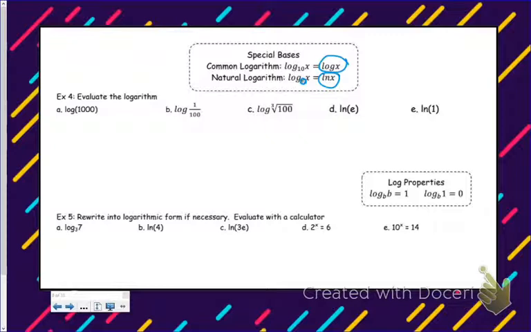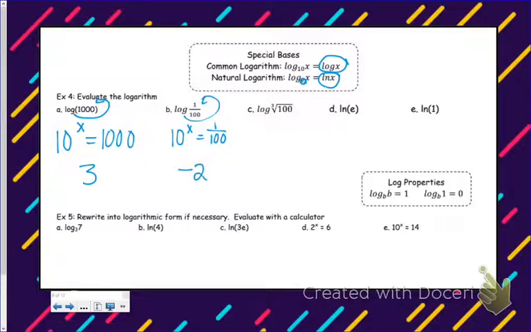All right, so we're going to evaluate some of these again. So log of 1,000, that's going to be 10 to the x power is equal to 1,000. Well, in order to get 1,000, I would raise it to the 3rd power because there are 3 zeros. Okay, same thing on this one. Let's rewrite it in exponential. 10 to the x is equal to 1 over 100. Okay, in order to move it into the bottom of the fraction, I would need a negative exponent, and then I would have to square it, so it would be -2.